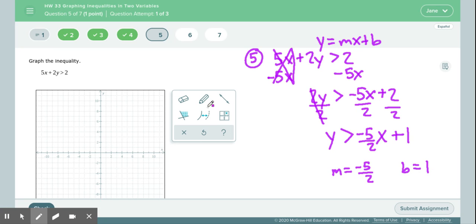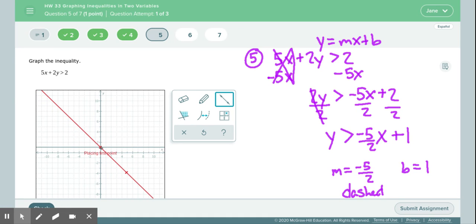All right, so I'm going to come over here to graph, but before I graph, I'm going to figure out this line that I'm going to graph, is it going to be solid or is it going to be dashed? And it is going to be dashed because this is a greater than symbol. It doesn't have the or equal to, which means that these points that I'm about ready to plot are not a part of the solution.